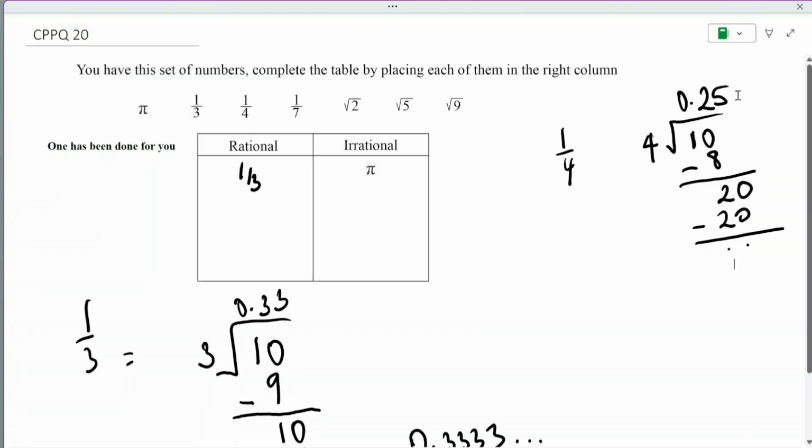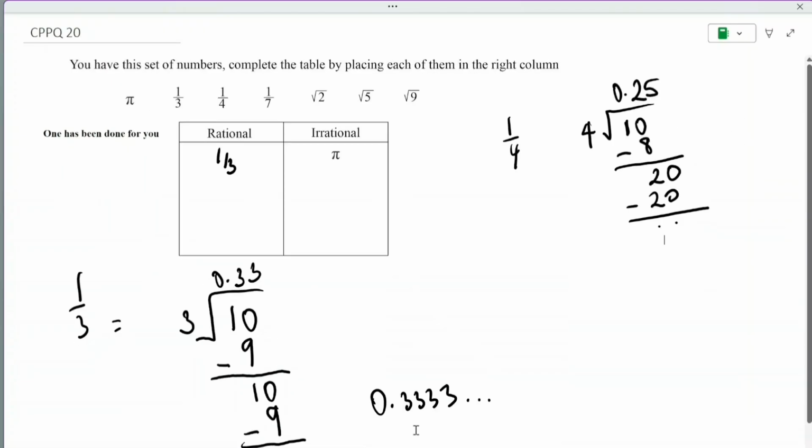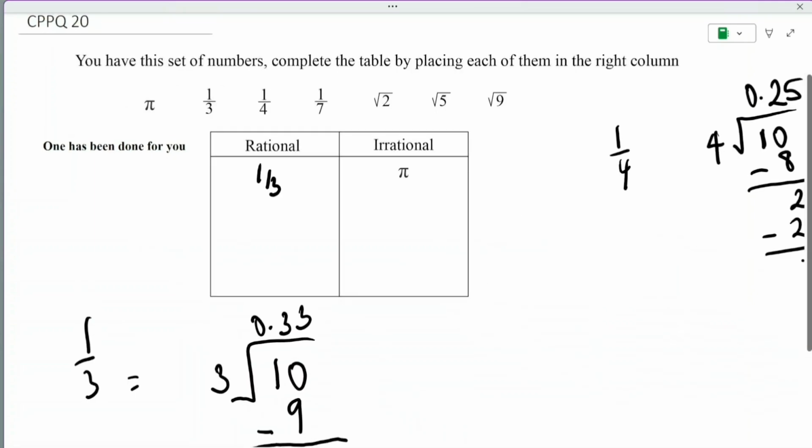And if it ends, it's termed rational, because rational numbers are numbers whose decimals are terminating, or if not terminating, they are repeating or recurring. Just like we have 0.3333, this is repeating or recurring. The 1 over 4, which is 0.25 as a decimal, is a rational number. So we have it here under rational, 1 over 4.